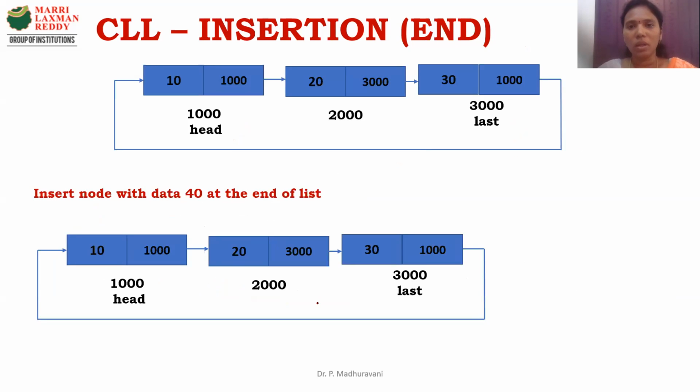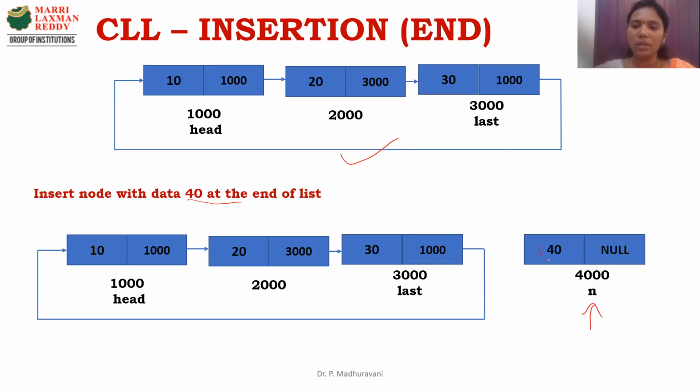Now the next insertion is to insert a new node at the end of the list. Again, take the same example, a circular linked list with three nodes. Now insert a new node with the data value 40 at the end of the list. Allocate memory for the node structure, refer to that memory with the name n, insert the data value as 40, and make the next part null. Now you should attach this at the end of the list. In that situation, you need to give a link between last and n. That means the next field of last should store the address of n. Now last is connected with n.